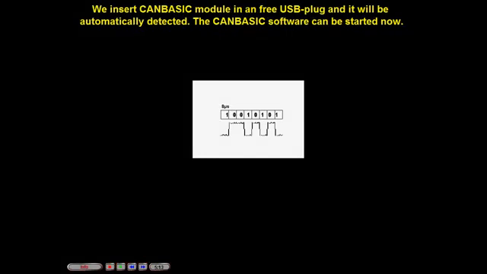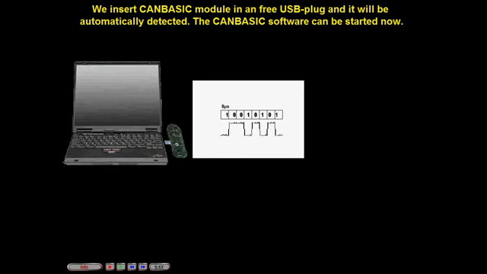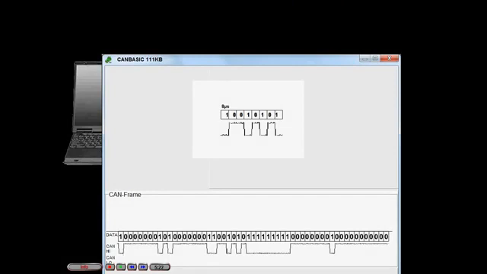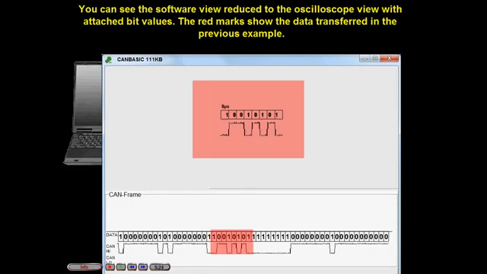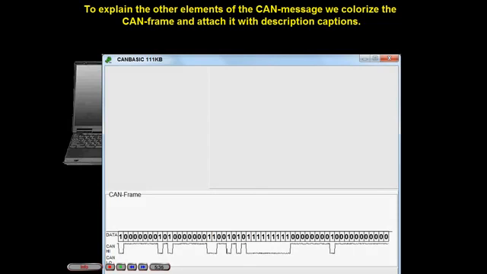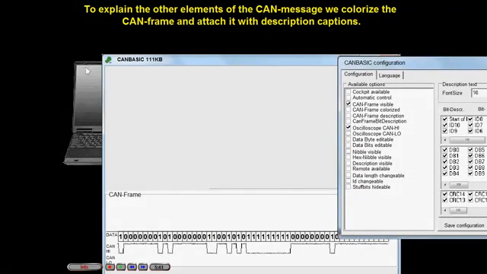We insert the CAN Basic module in a free USB plug and it will be automatically detected. The CAN Basic software can be started now. You can see the software view reduced to the oscilloscope view with attached bit values. The red marks show the data transferred in the previous example. To explain the other elements of the CAN message, we colorize the CAN frame and attach it with description captions.